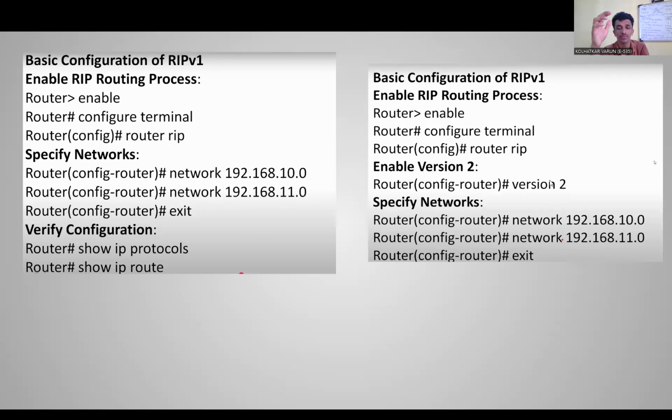Now the basic configuration of RIP v1 in user executive mode. We all know how to configure this basic configuration of RIP v1, and enable version 2. So this is the algorithm I have given here. Summers are on the peak, and my screen is hanging multiple times. Sorry for that.